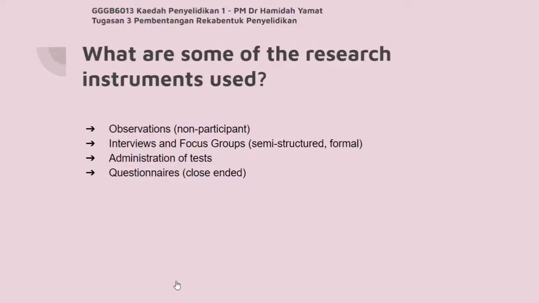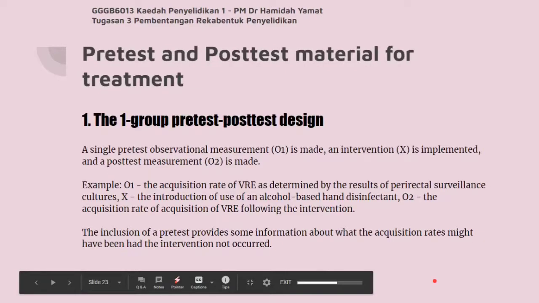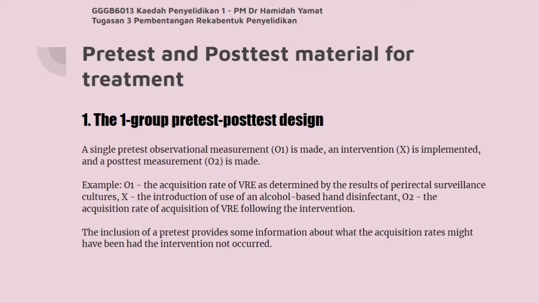Finally, questionnaires. Questionnaires have close-ended questions and are mostly constructed using the 5-point Likert scale. Next, we will move to some pre-test and post-test materials for treatment. These samples are quasi-experimental studies in infectious diseases. The first sample is the one-group pre-test post-test design.